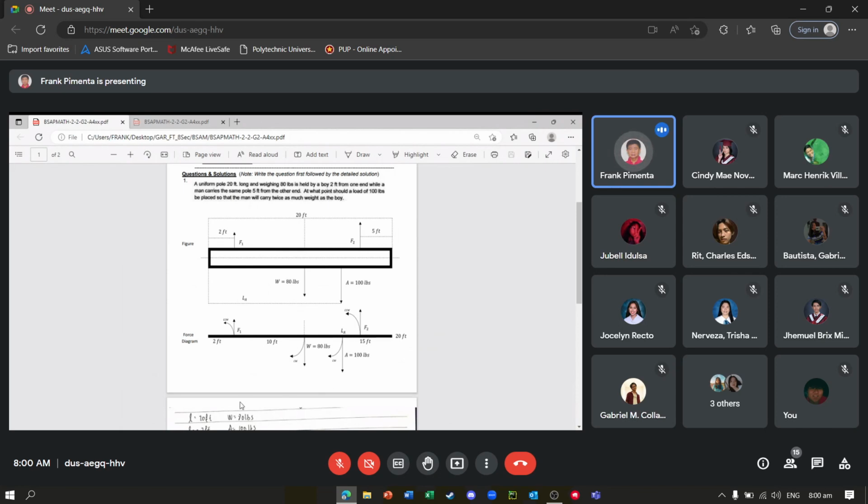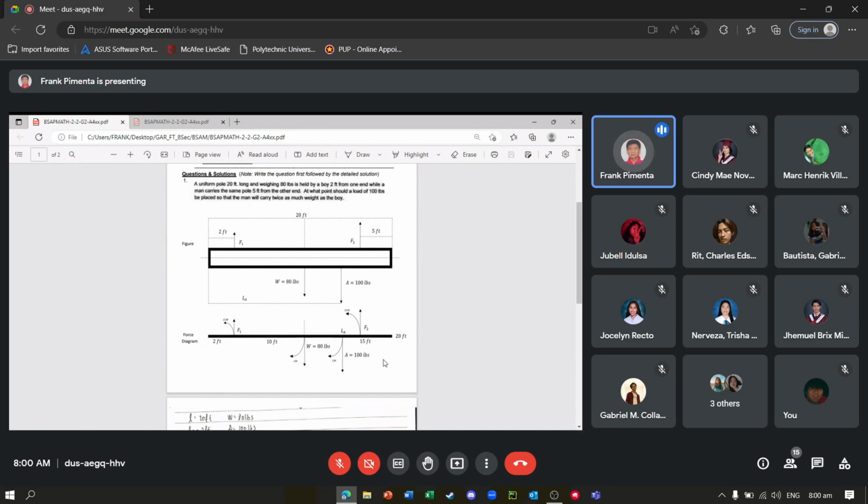Mali na rin yung equation. Ang nakakapagtaka doon, tama yung answer. Paano nangyari? The force diagram is wrong. The equation is wrong. The answer is correct. That is impossible. Okay.